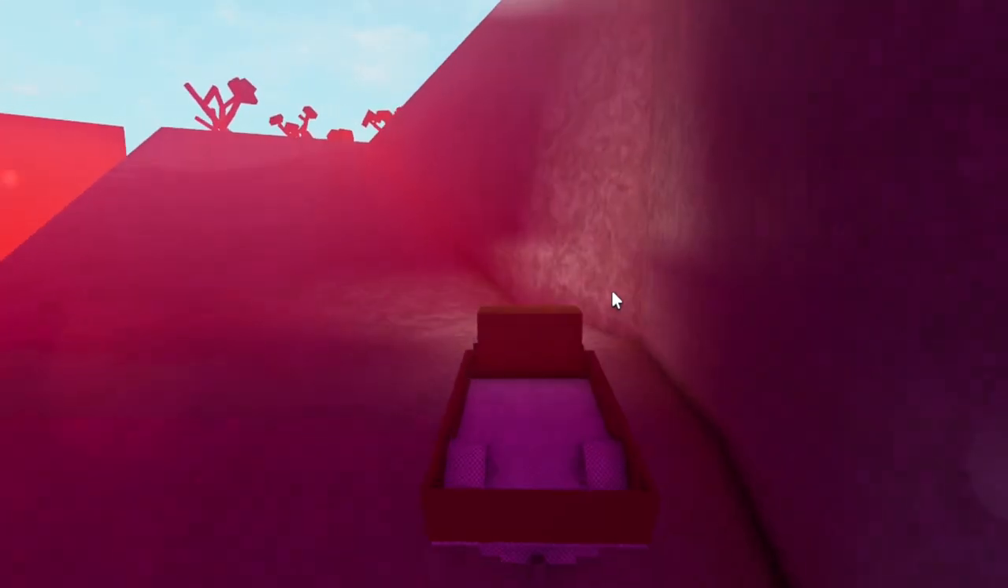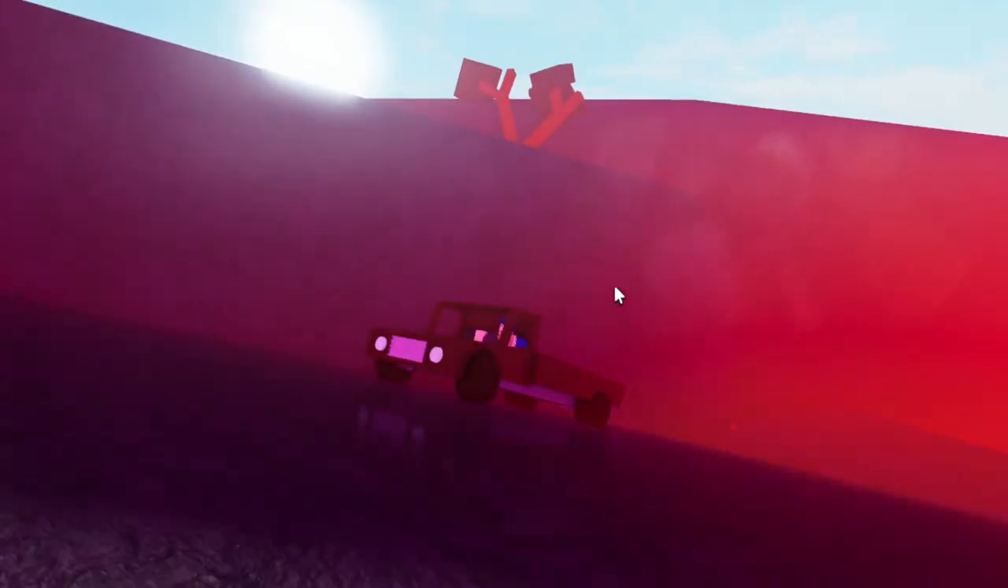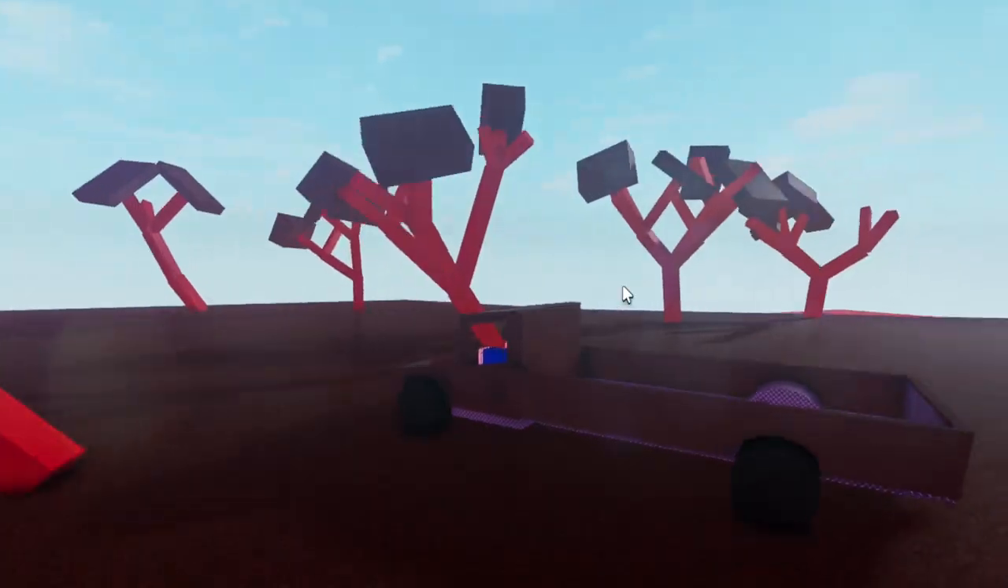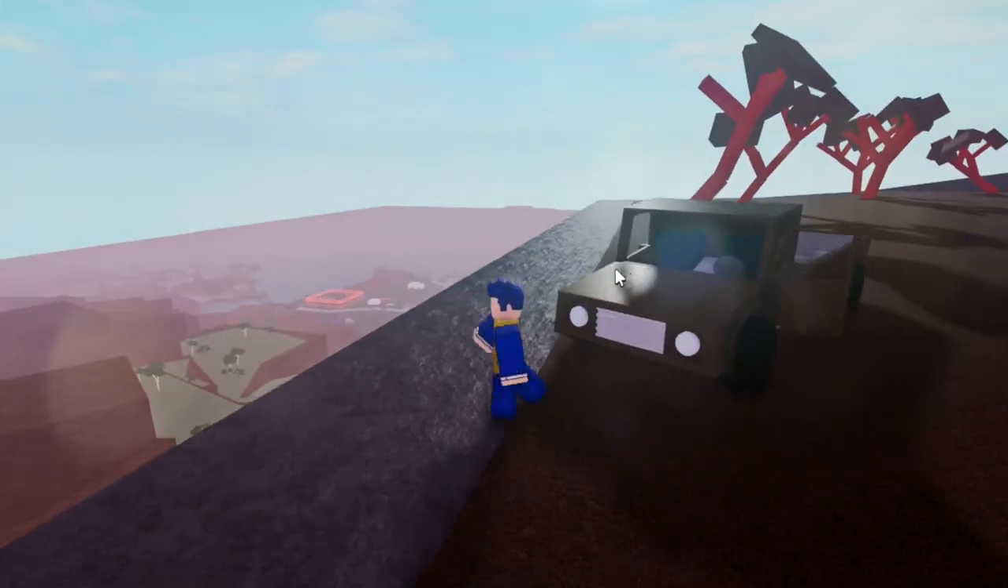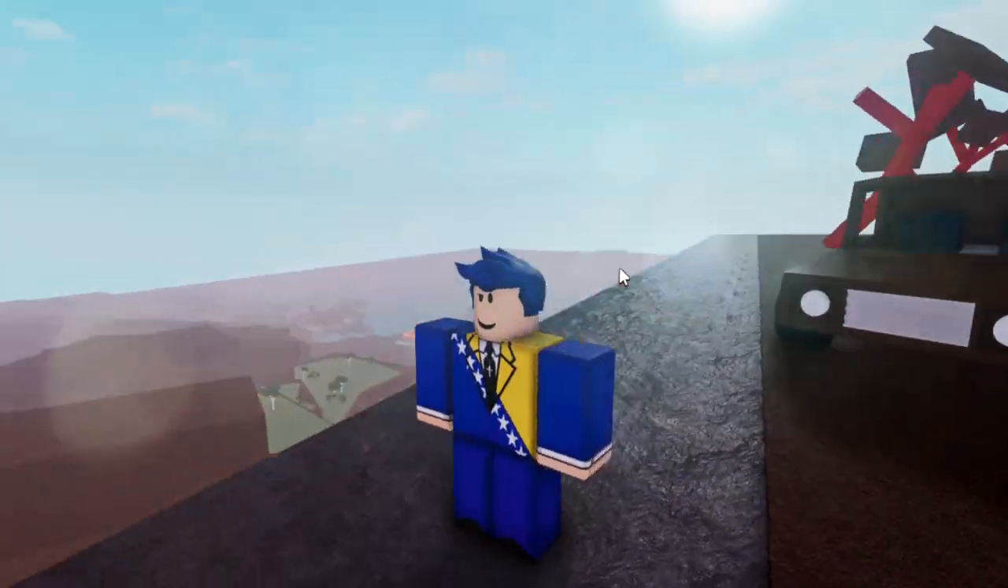You've completed the path. You just gotta stick to the edges. And then you are through. Perfect. And that is how you get up there every single time.